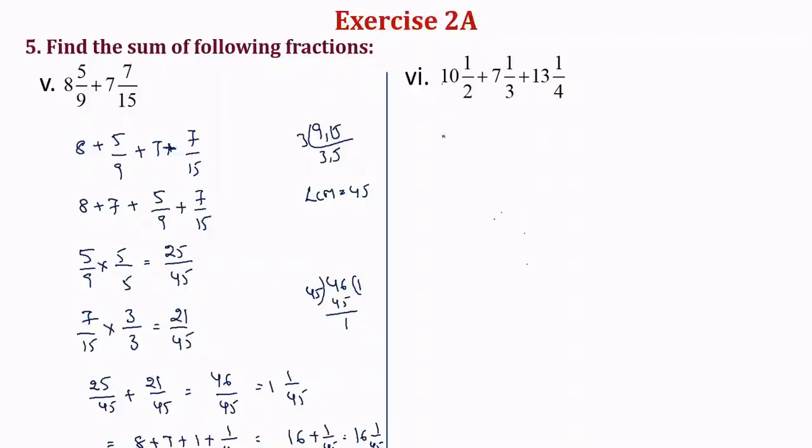So to solve this, first all of you have to write the whole numbers as a list first: 10 plus 7 plus 13, and then you have to write the fractions as 1 by 2 plus 1 by 3 plus 1 by 4 by splitting all the fractions. Now we have to add these numbers, which is 7 plus 13 is 20, 20 plus 10 is 30, plus 1 by 2 plus 1 by 3 plus 1 by 4.